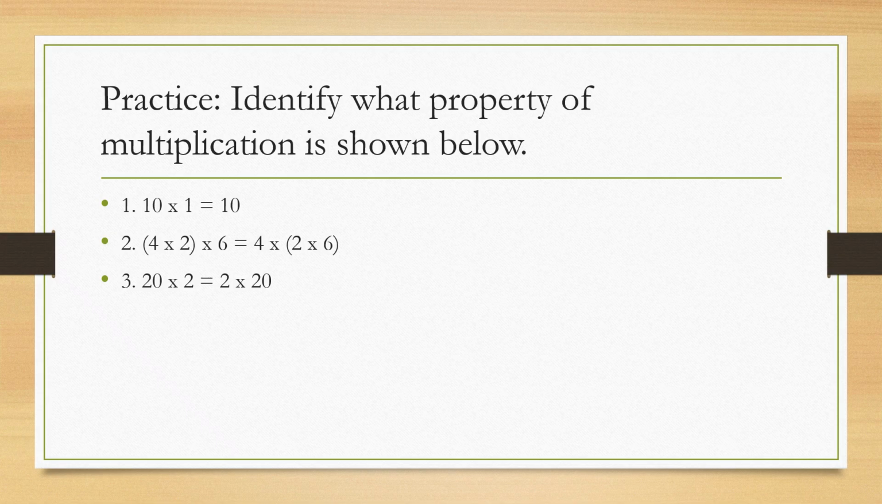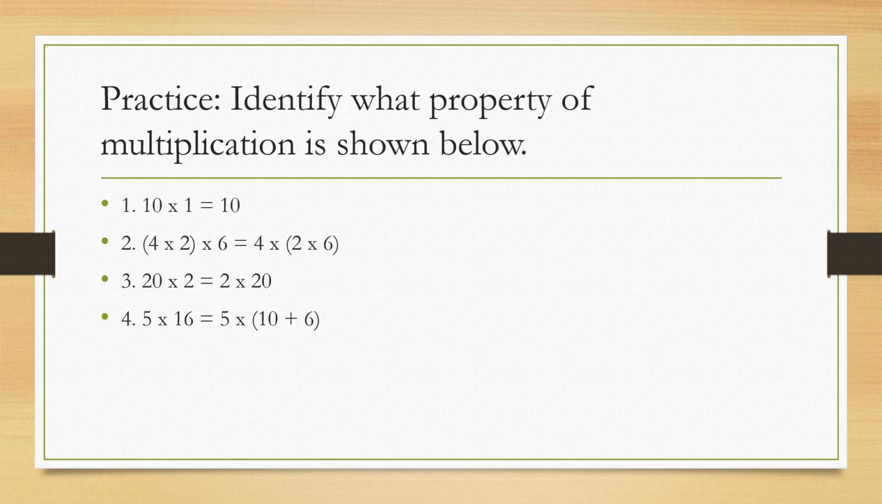Number 3, 20 times 2 equals 2 times 20. And 4, 5 times 16 equals 5 times (10 plus 6), which are what you call the addends 1 and 2, still enclosed in parentheses. Okay. Now, if we are to answer that, number 1 would be identity property, because you have 1 when multiplied by a number, you will still get the same number, or the product will be the number itself.